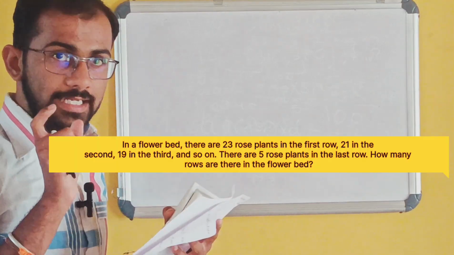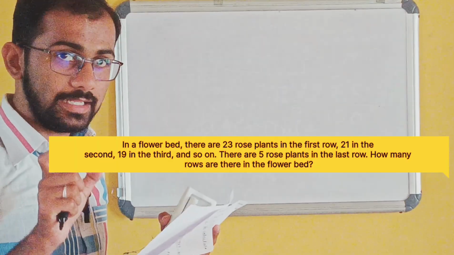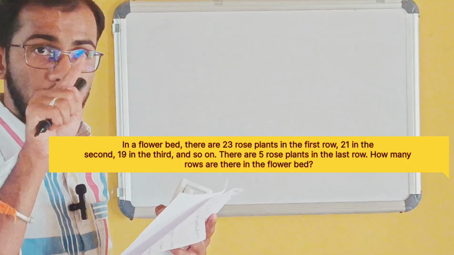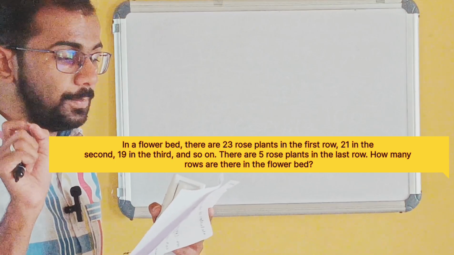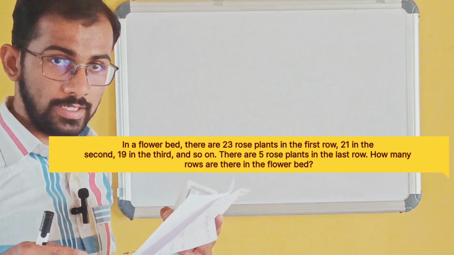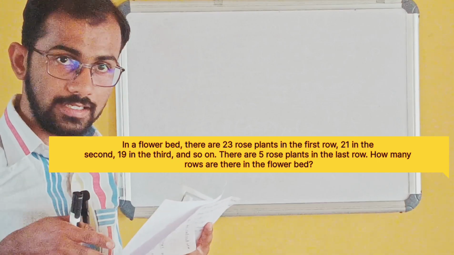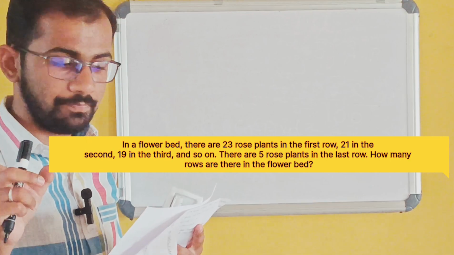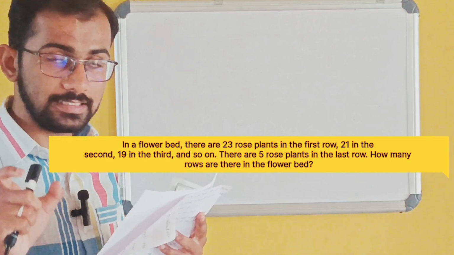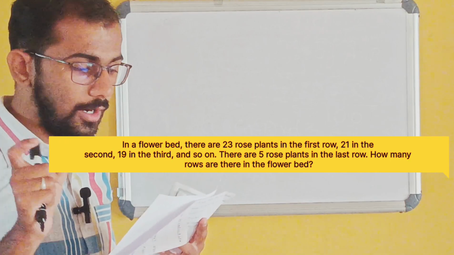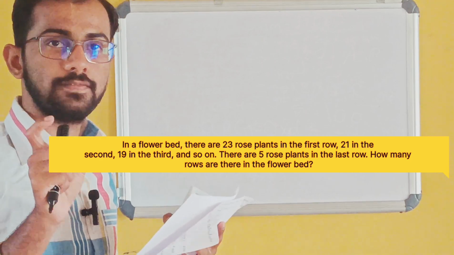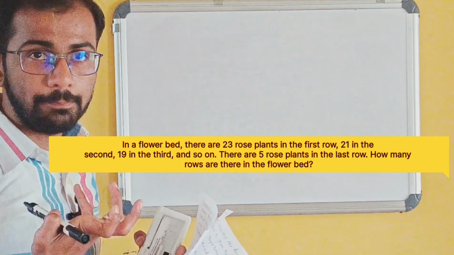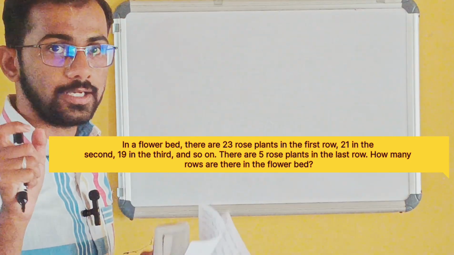So the example is: in a flower bed, there are 23 rows of plants in the first row, 21 in the second, 19 in the third, and so on. There are 5 rose plants in the last row. How many rows are there in the flower bed? So the question is simple. We just need to understand it.